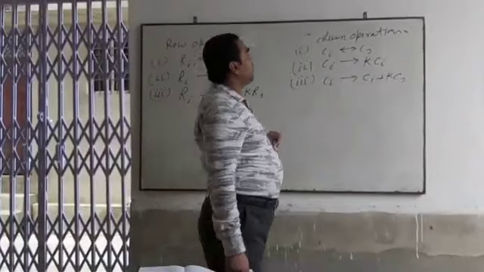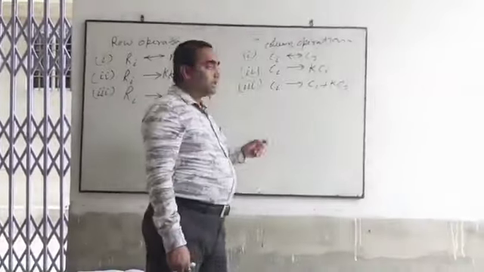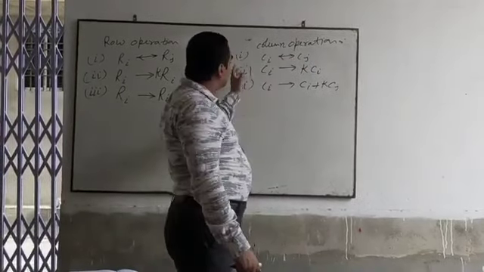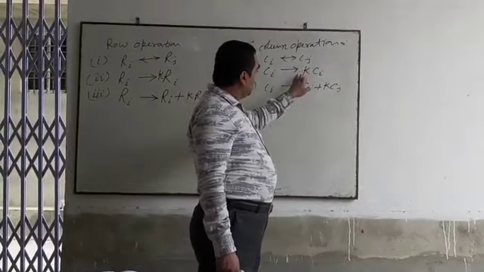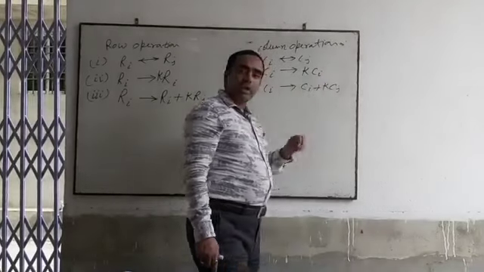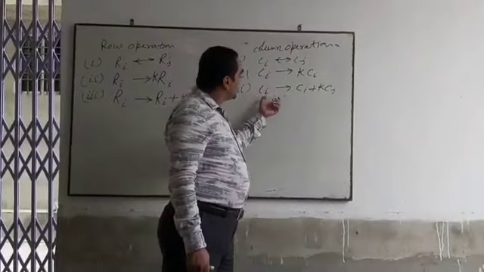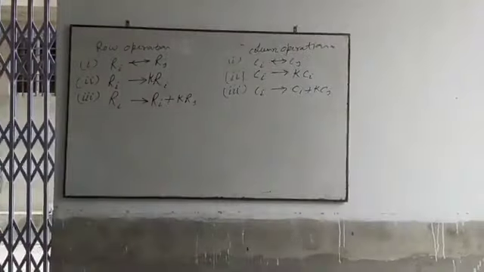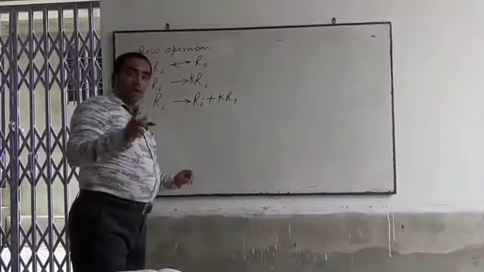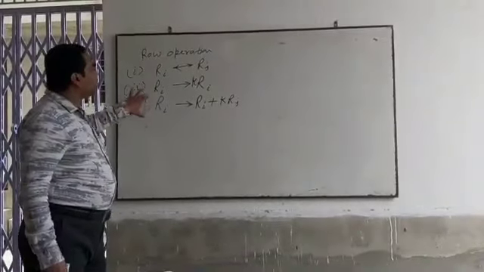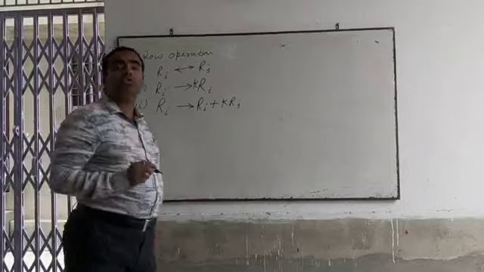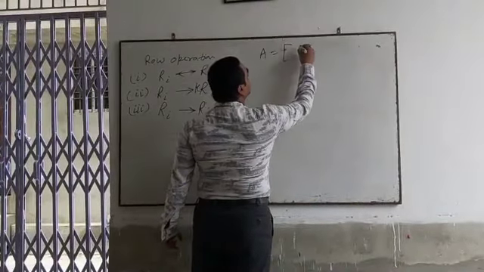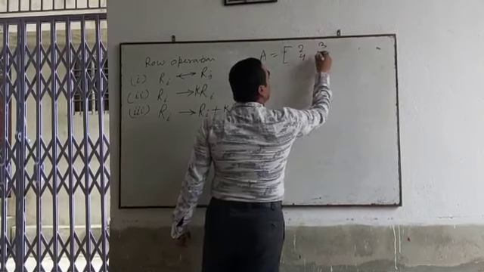The same thing we follow in column operation. First, Ci and Cj, we interchange Ci and Cj. Second, Ci goes to K times Ci, and third, Ci goes to Ci plus K Cj. Now, let us see how these operations are used in terms of a matrix. Suppose that A is the square matrix 2, 3, 4, 5.